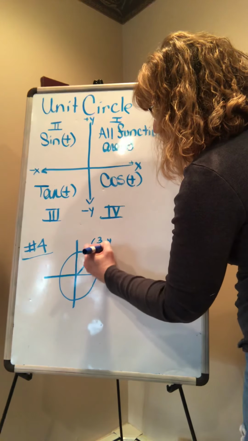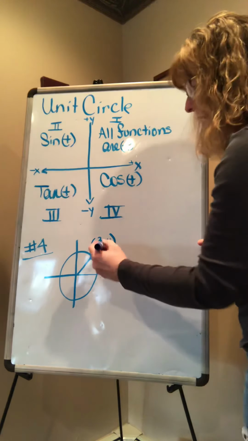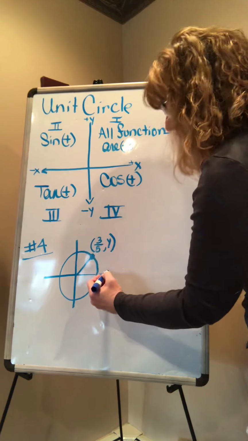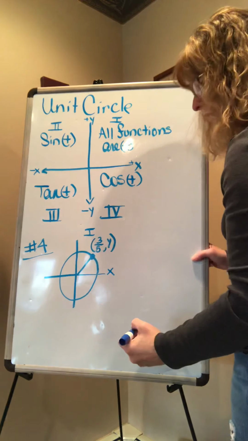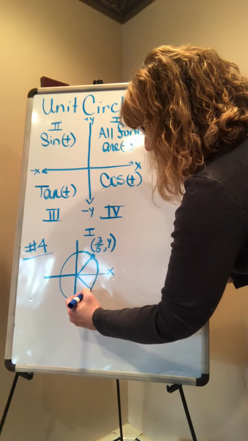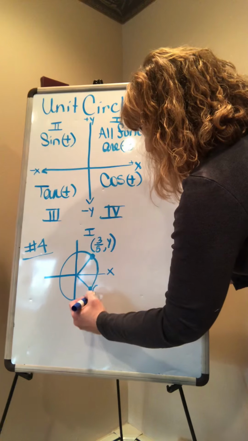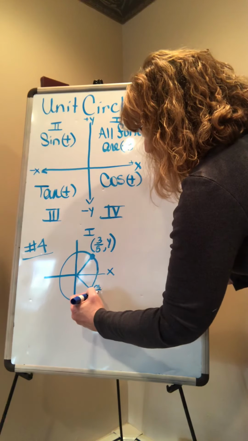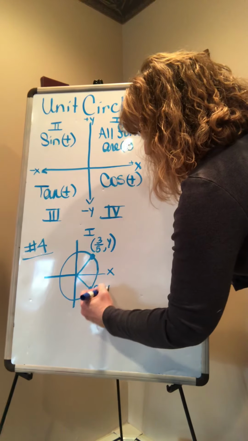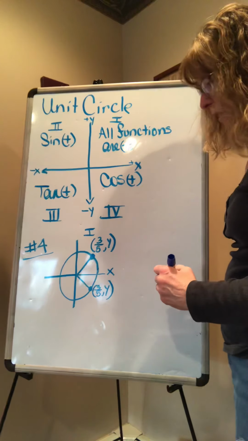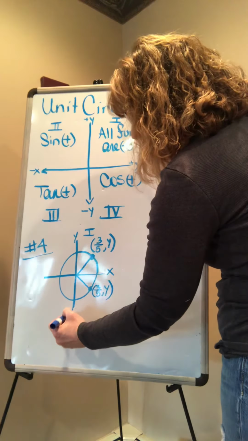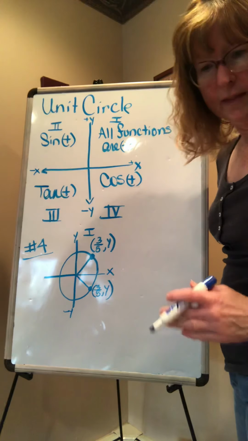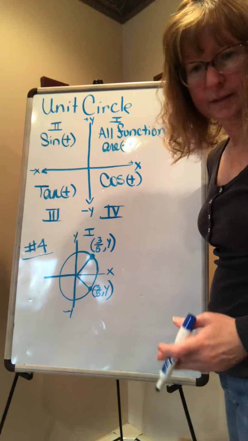we don't know what the y is, but x was positive. So this could have been in quadrant 1, or this could have been in quadrant 4, because x was positive. I don't know about the y. Was y positive or was y negative?